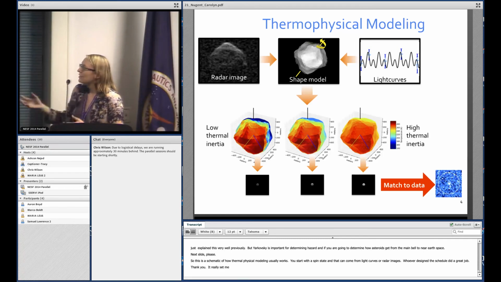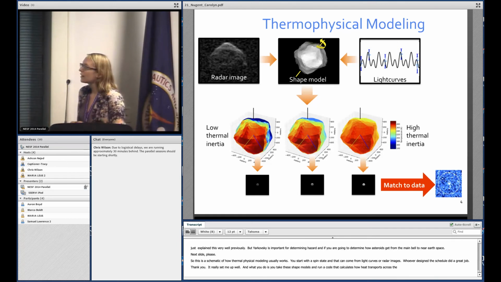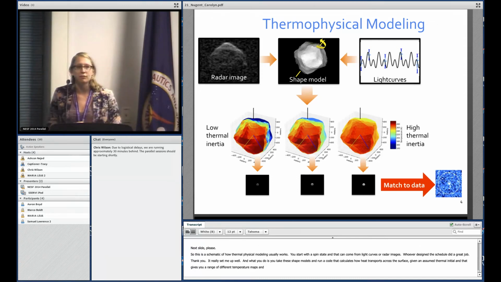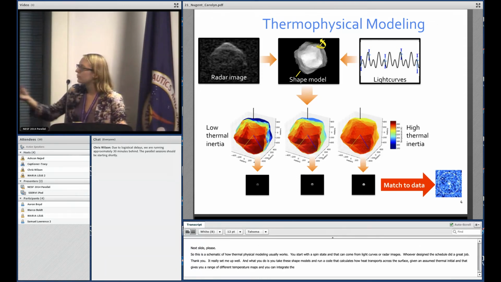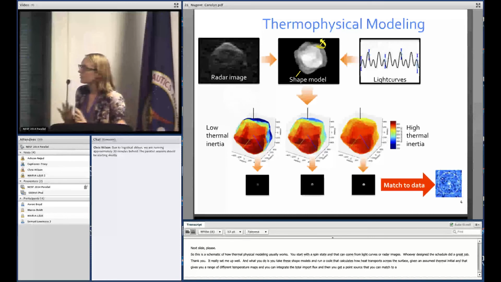And what you do is you take these shape models and you run a code that calculates how heat transports across the surface, given an assumed thermal inertia. And that'll give you a range of different temperature maps. And from those temperature maps, you can integrate the total infrared flux from that temperature, and then you get a point source that you can match to a Neowise magnitude that's been observed. So again, this is disk integrated for the types of things we do with asteroids, but it can still tell us a lot about the surface properties generally as a whole. Next slide, please.